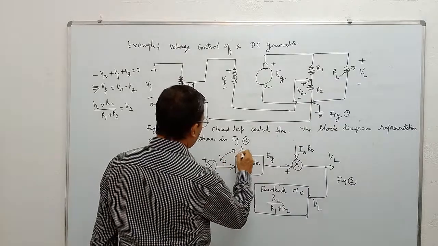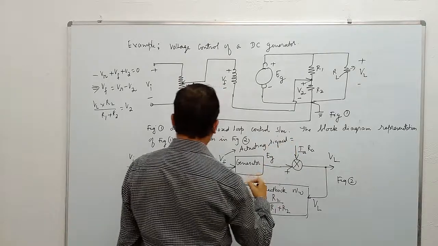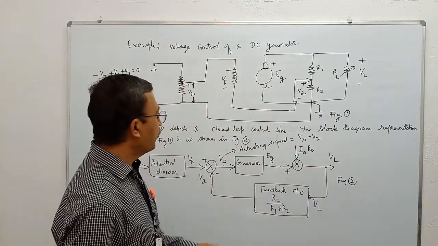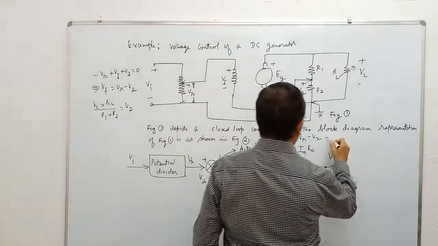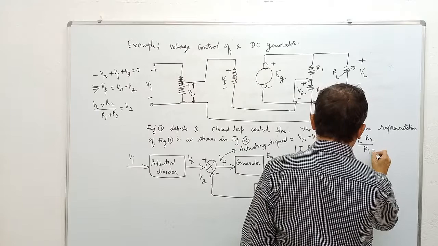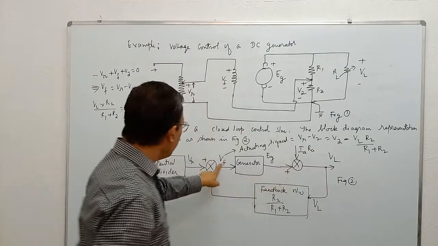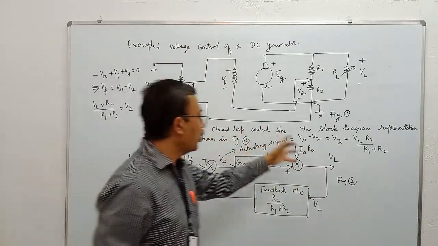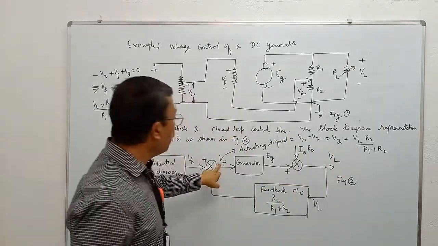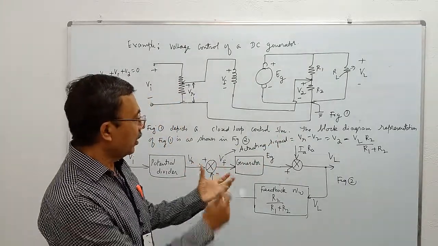Vf is the actuating signal, equal to what? Equal to Vr minus V2. And what is V2? V2 is VL into R2 divided by R1 plus R2. If VL increases, Vf decreases so that the output is maintained constant. Conversely speaking, if VL decreases, Vf increases so that VL is restored back to its reference value. That means there is a corrective action in a closed loop system.